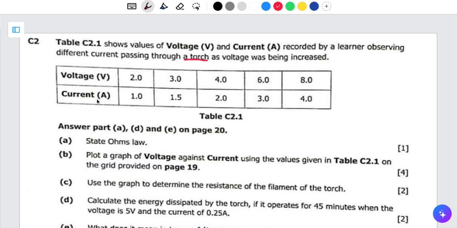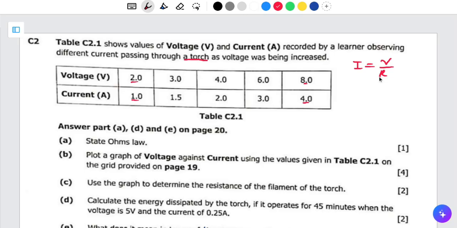Okay, so we have the grid box here, the voltage starting from 2 up to 8. We also have the current starting from 1 up to 4. So the first question is asking us to state Ohm's law. We can only state Ohm's law when you and I remember this formula. This formula is current being equal to voltage divided by resistance.